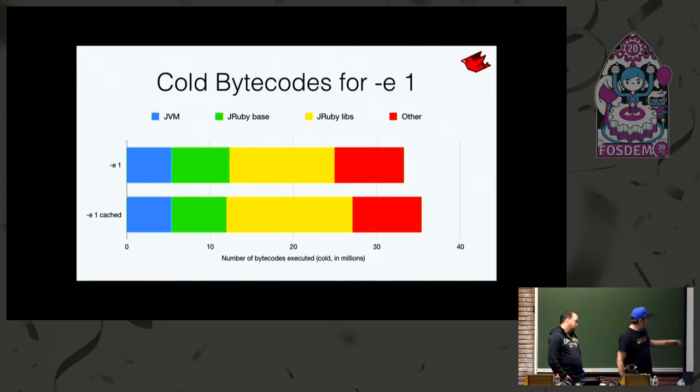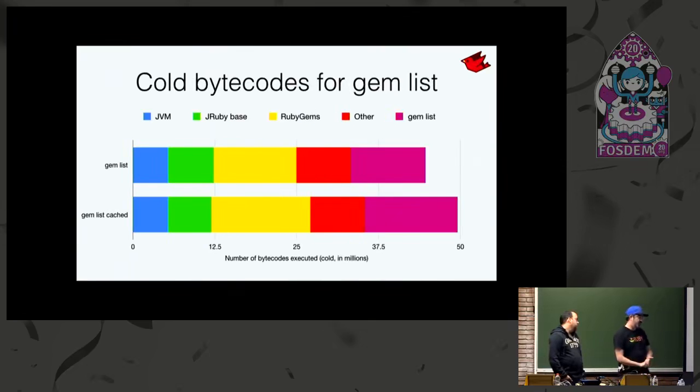And you can see that with the cached bytecodes, we're actually running more cold at this point. Rather than getting the gain that we hoped, where we would get into hot code faster. Hot for us is actually cold for the JVM, so it doesn't give us much of a gain. Similarly on gem list, we can see that the Ruby libraries portion and the actual command being executed, gem list, now they have more cold code. They actually slow things down generally.